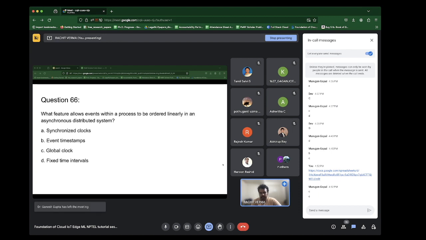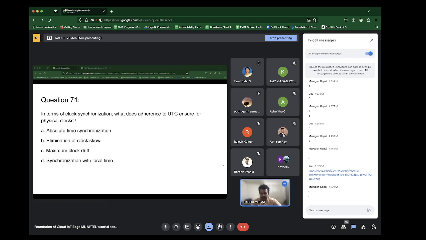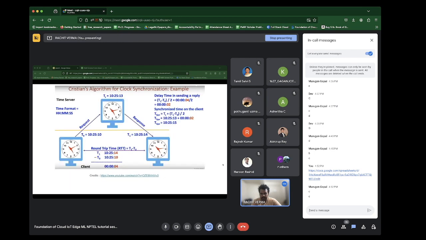I want to discuss some numericals. These are relatively easy MCQs. I will make it available to you. Did everyone understand Christian's algorithm for clock synchronization? If you want, I can go through a very short numerical. Yeah, please go slow.